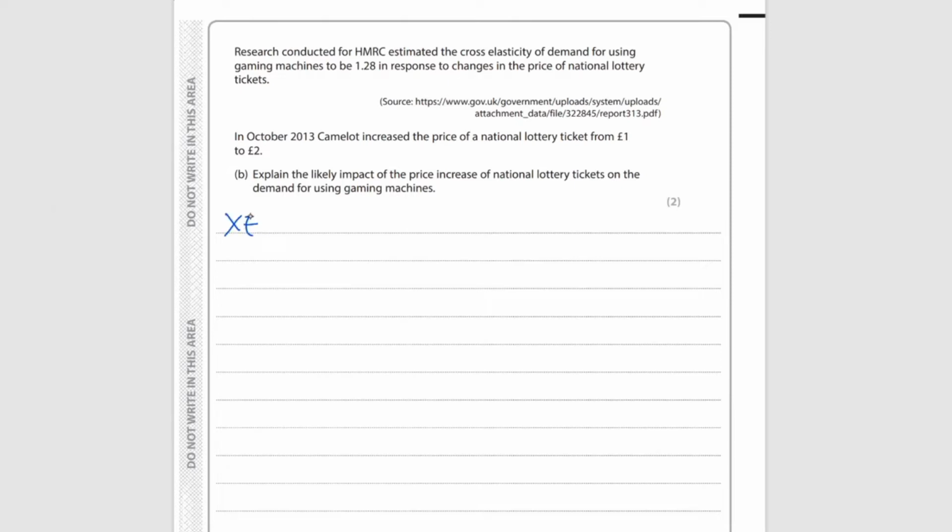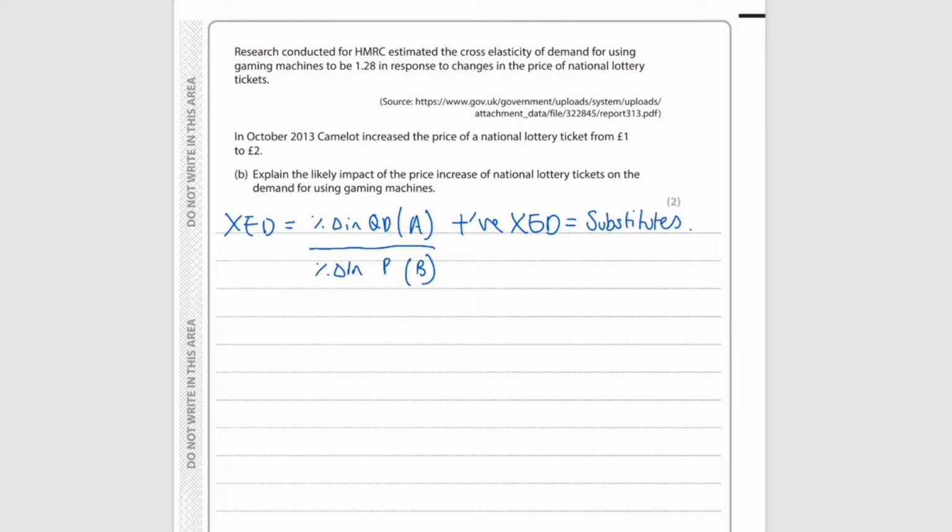Okay, so XED is the percentage change in quantity demanded for a good labeled as A, which can be whatever good you want, over the percentage change in price of good B, again, whatever good you want. If you have a positive XED, that means that the goods are substitutes. The reason being is that if you have a percentage increase in the price of PlayStations, for example, imagine that PlayStations and Xboxes are substitute goods. You don't care whether you play on Xbox or PlayStation, you just want to play video games.